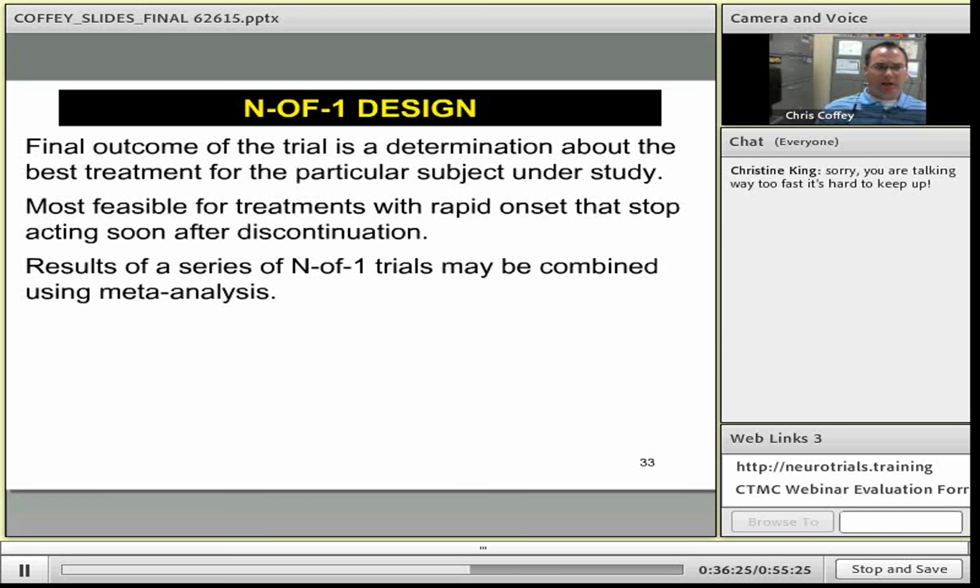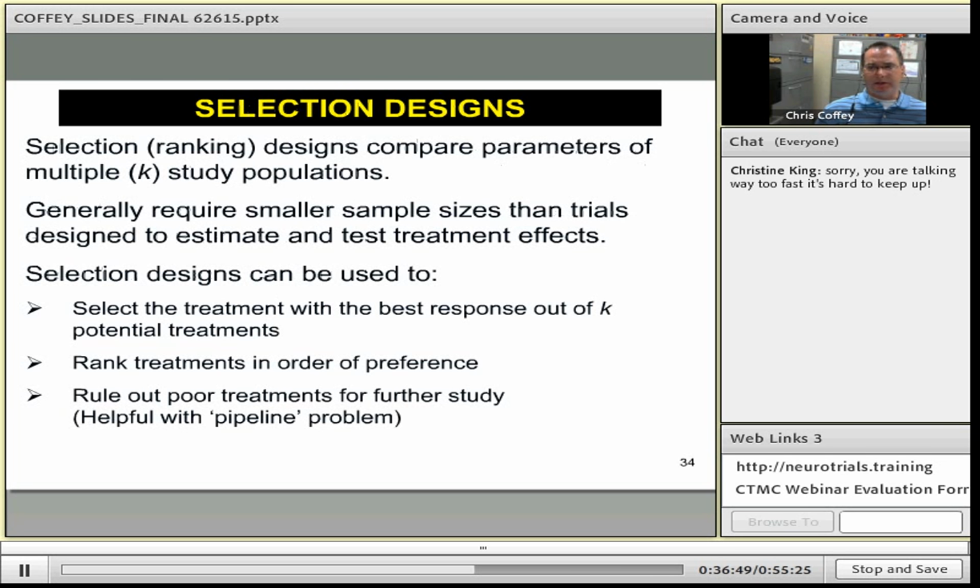Next slide. So you can do that on a single subject to try to get a sense of that. You can also combine multiple N-of-1 studies using meta-analysis. It's something that's been used some, not a lot, but I think it's starting to get more attention in recent years, and particularly with the challenges in rare diseases, it's something that we might see more of in the near future.